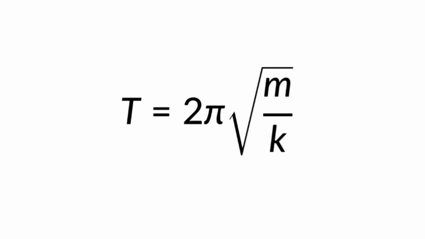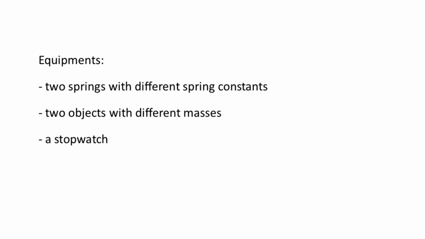The aim of this experiment is to show how the period of a spring mass system changes depending on the attached mass and spring constant. To examine this relationship, we will measure the period for different masses and spring constants. A mass spring system oscillates with a period T, which is the time for one full cycle. For an ideal spring, the period depends on the attached mass and the spring constant. The equipment I will be using in this experiment is two different springs, a stopwatch, and two objects with different masses.